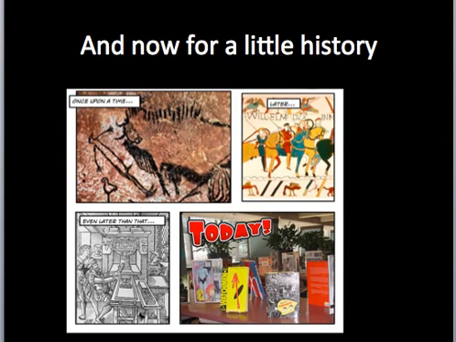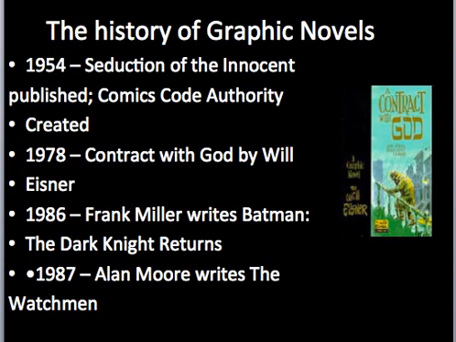Now a little history about graphic novels. So, the history of graphic novels. 1954, Seduction of the Innocent is published, and the Comics Code Authority is created. In 1978, excuse me, I have a little bit of a cold, Eisner's A Contract with God came out. And then Frank Miller writes The Dark Knight Returns in 1986. In 1987, Alan Moore writes Watchmen.